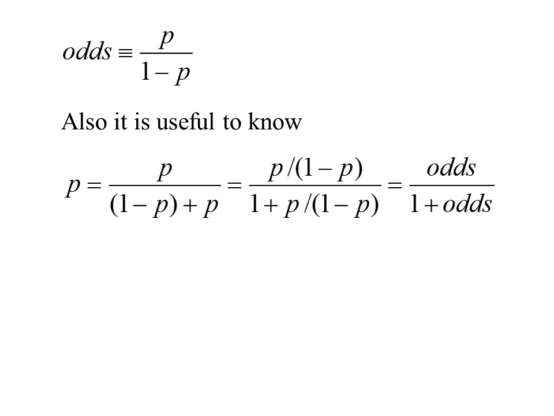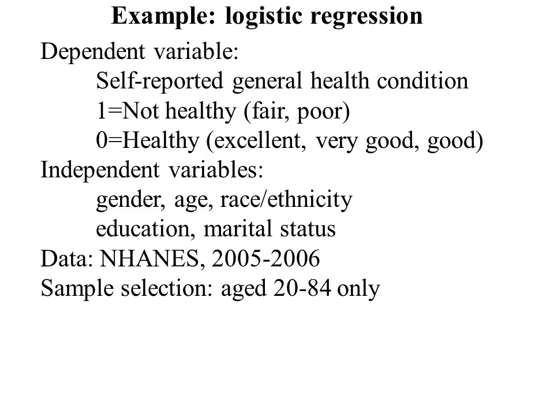So odds are defined in terms of probability, but it is useful to know that conversely, probability can be expressed in terms of odds. As derived here, probability is the ratio of odds to 1 plus odds. Now, let's look at an example of logistic regression analysis.